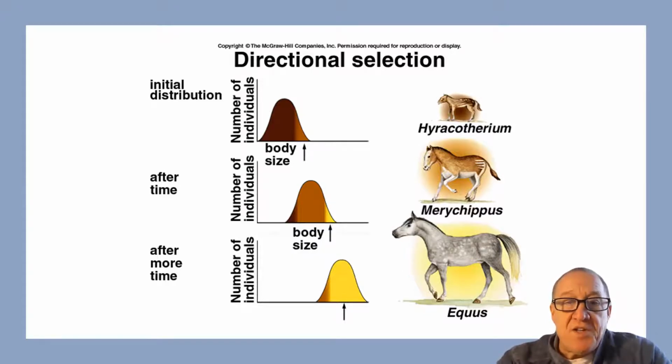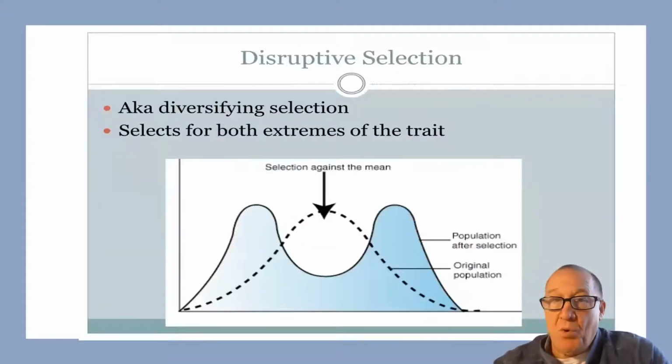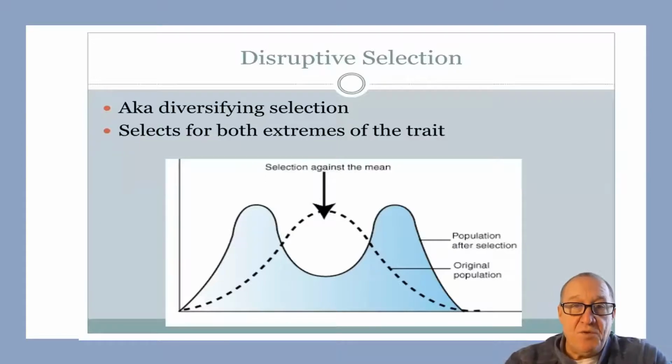The next type of selection that we're going to talk about is something called disruptive selection. And if you look, this is the original population somehow gathered around the mean.